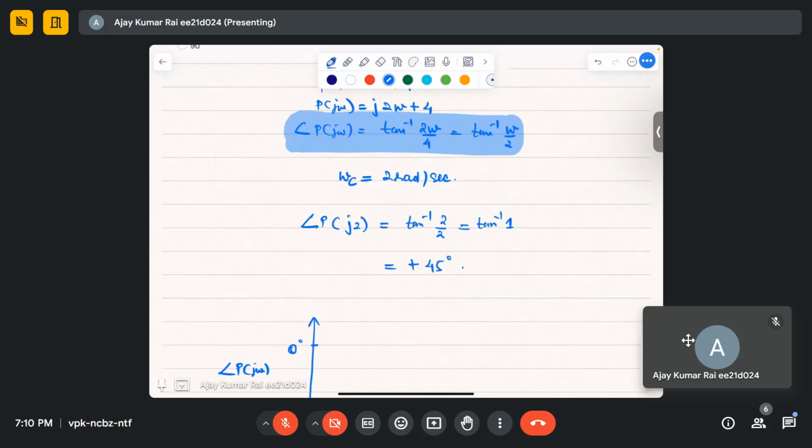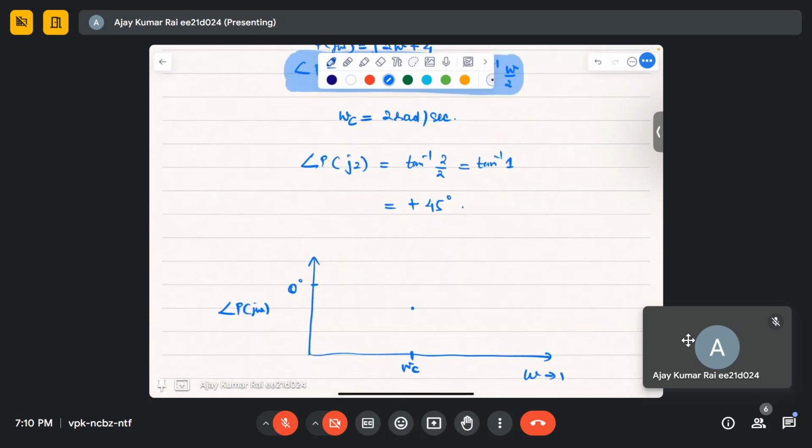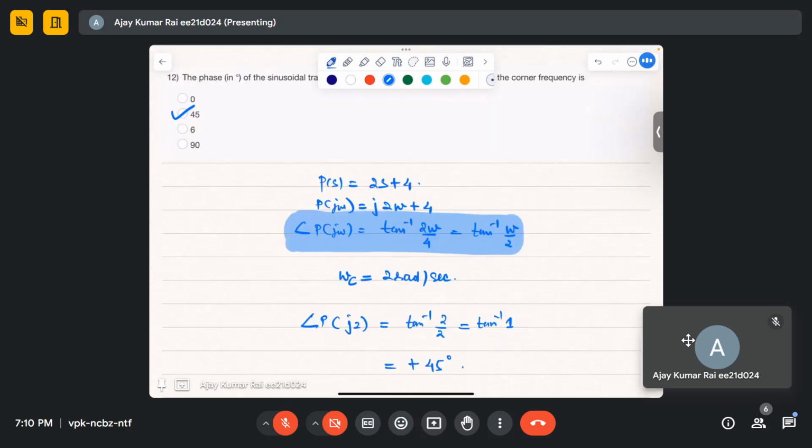Okay, and at omega equal to 2 it is equal to 45. So this is not 0. Let me draw it here. 0 is here, now 45 is here. And at very high frequencies, omega tending to infinity, let's say it's very high because we are taking the assumed terms here, if you put tan inverse of omega, what will you get? Tan inverse of infinity is equal to 90 degree.